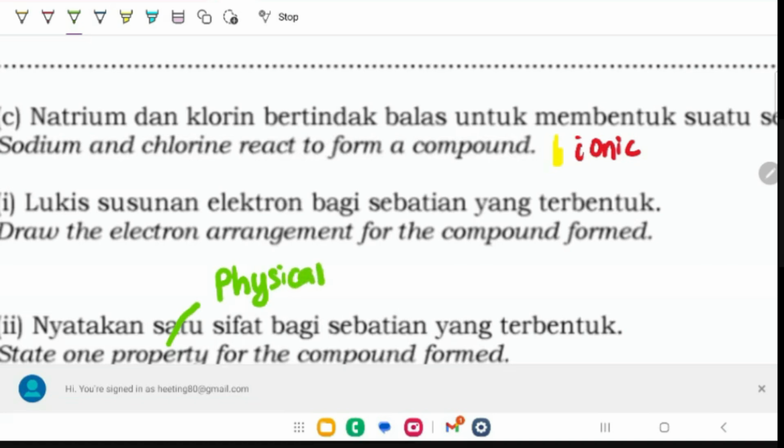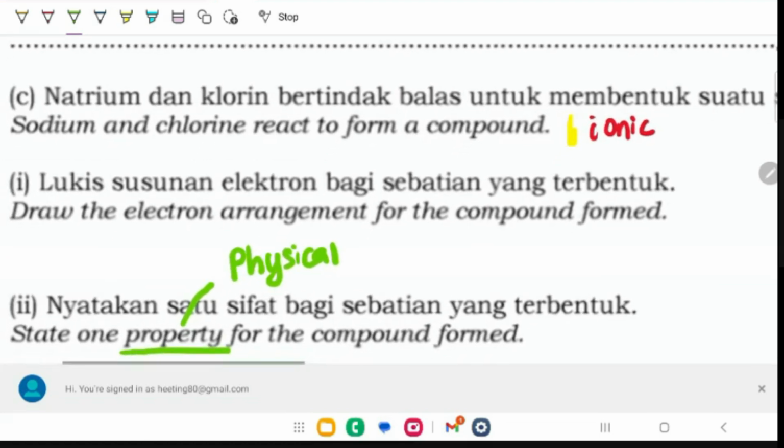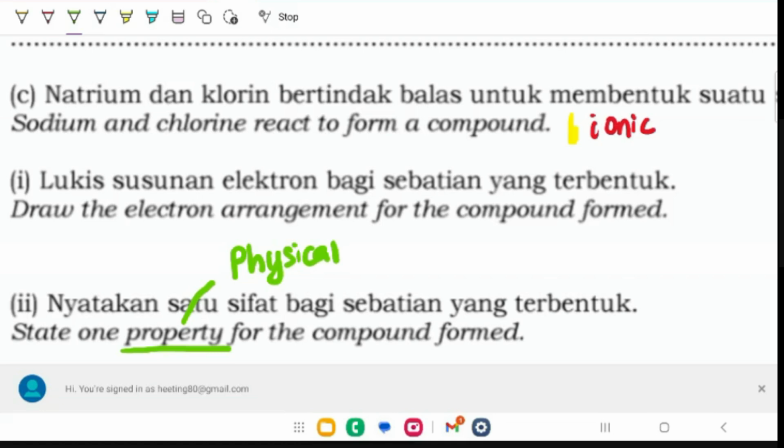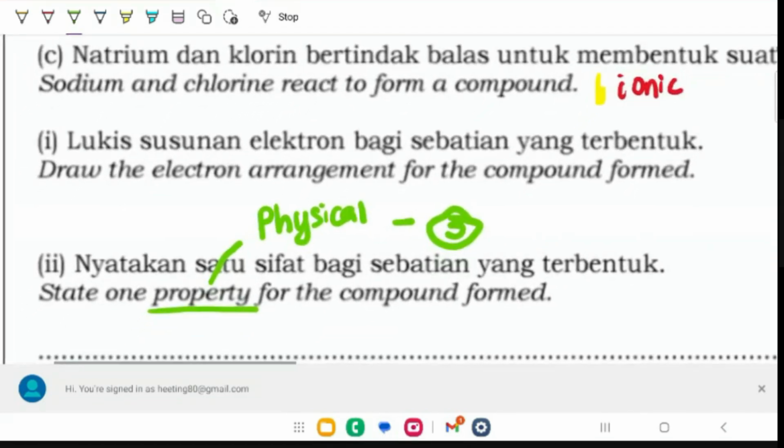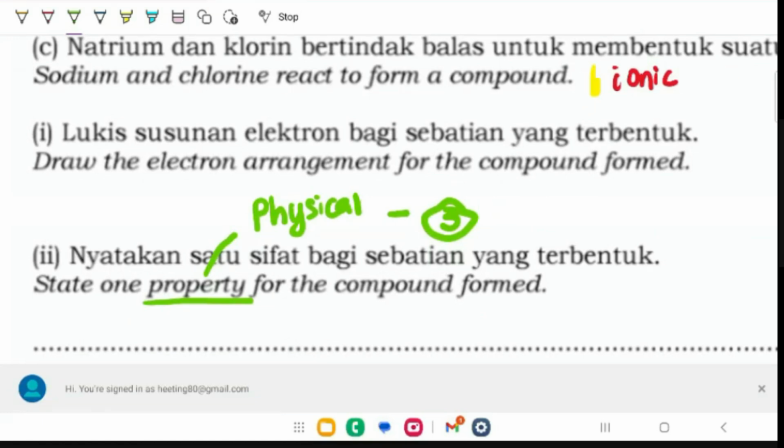So how many physical properties for the ionic or covalent? But this one is for ionic. So how many physical properties in total? Three. Okay, remember, 3 physical properties, so you can write any one. Okay, any suggestion, class, for ionic?